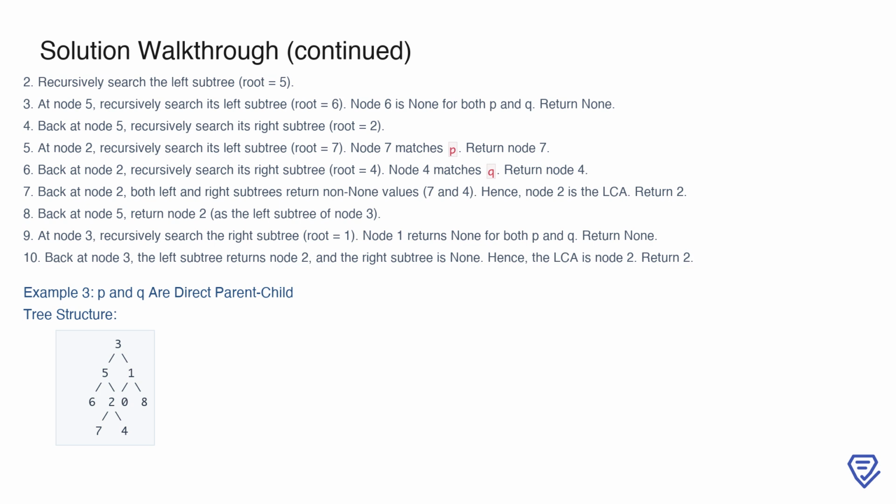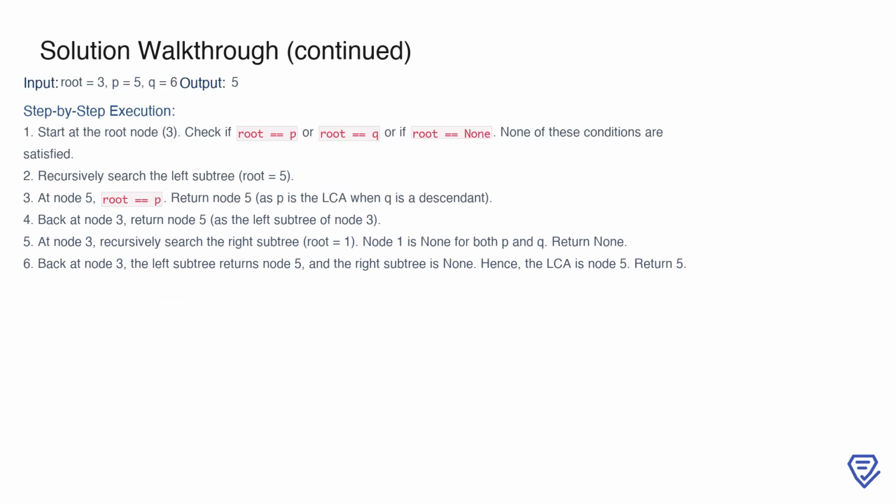Thus, node 2 is confirmed as the lowest common ancestor of nodes 7 and 4. In the third example, we're tasked with finding the lowest common ancestor of nodes 5 and 6. Starting at the root node 3, we check if it matches either of the target nodes or is null. Since none of these conditions are true, we move to the left subtree, where the root is 5.